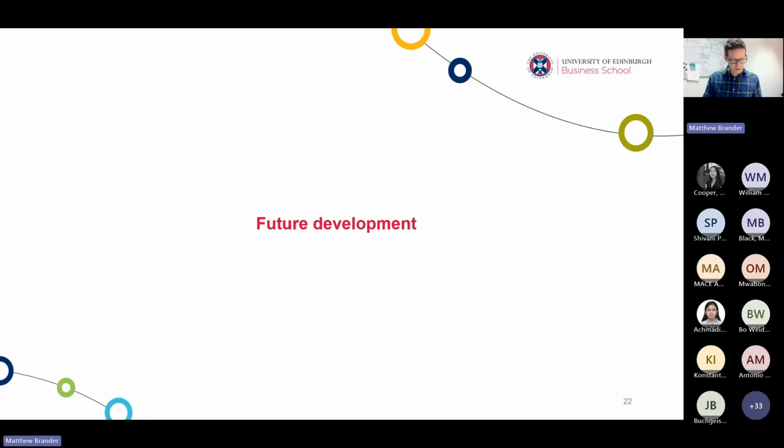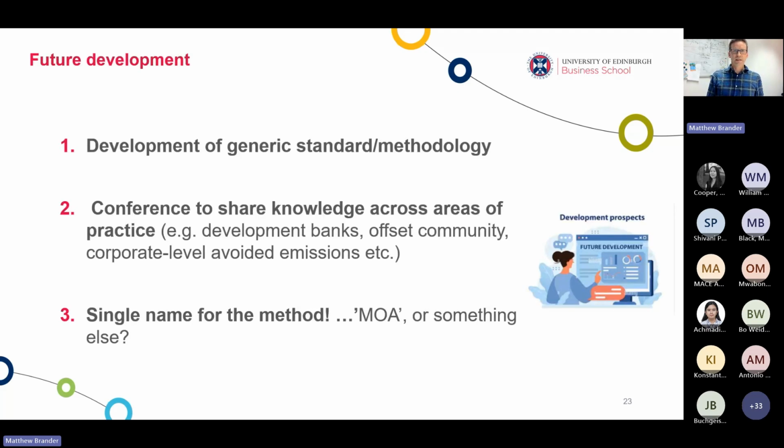So the final thing that I wanted to just touch on is just a few thoughts about future development. And one is on the possibility of developing a generic method or standard for MOA that arguably could be helpful just in terms of providing a resource that anyone can go to, whatever the scale of intervention is, whether it's a scientific study, whether it's for a very practice-focused application. The development of a generic standard could be useful.